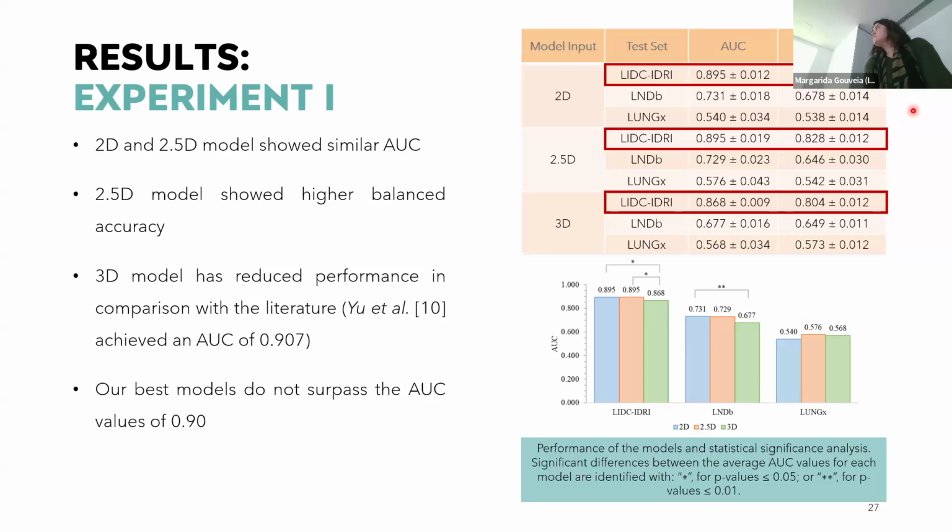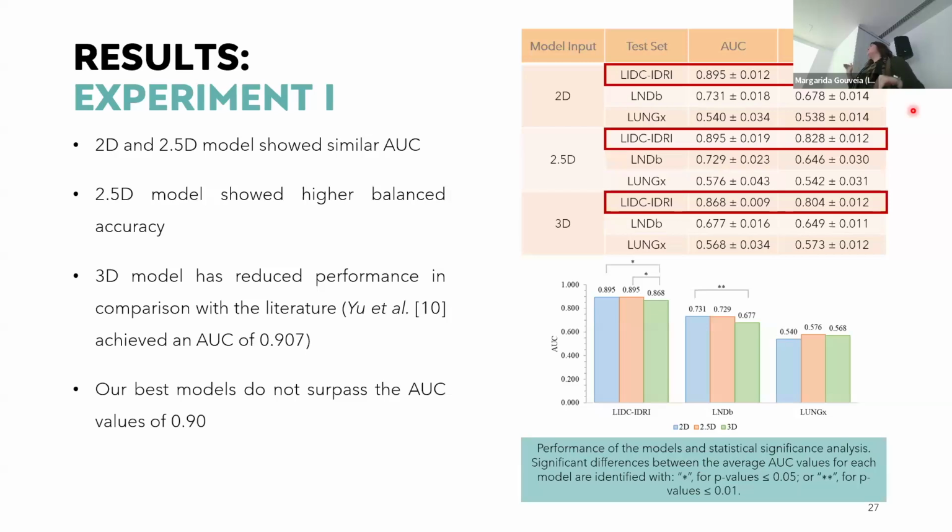So a lot of numbers, but basically looking at the results for the internal test set of the LEDC, the 2D models and 2.5D models have similar AUCs. I forgot to say, I did cross validations, and because of that, we have the standard deviation. But they have similar AUCs. The 2.5D model presents a slightly higher balanced accuracy. So we consider this our best model.